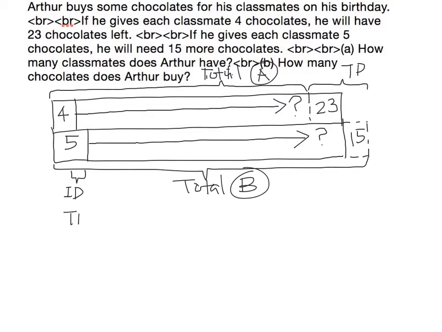Okay, so what's the TD? It is 23 plus 15, so there's a total of 38. The difference between the first and the second situation, A and B, is 38 chocolates. And what's the ID, the individual difference? Individually, every child should receive one extra chocolate between the two situations.